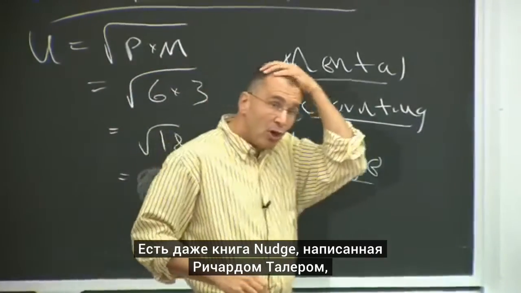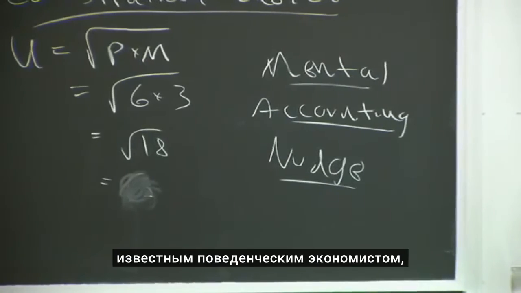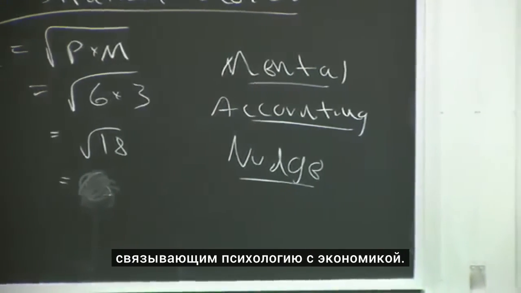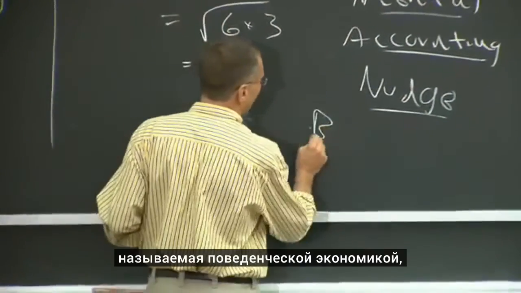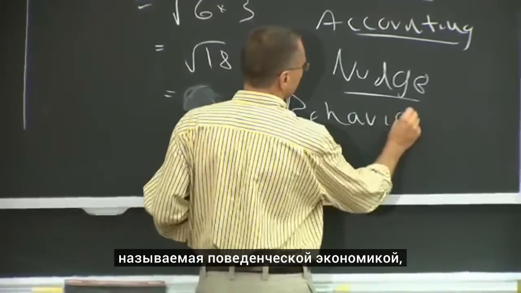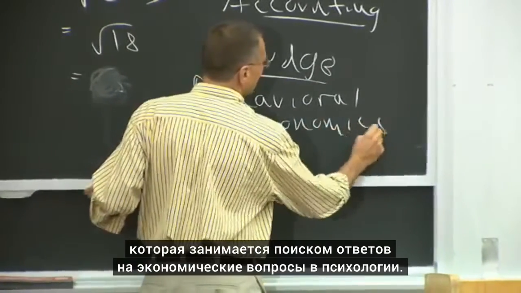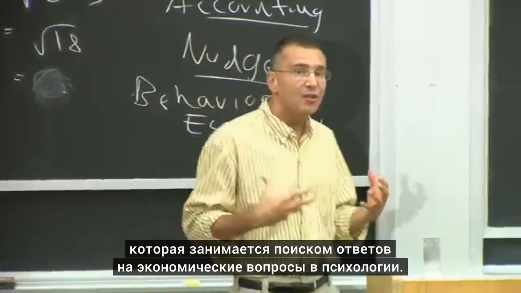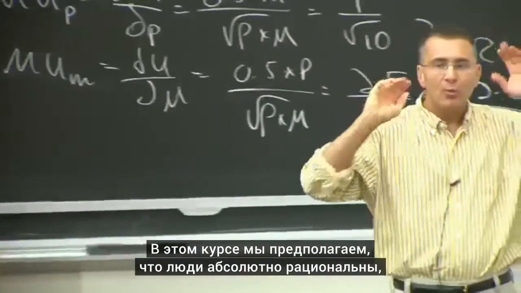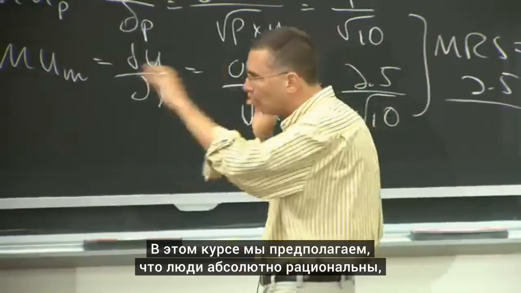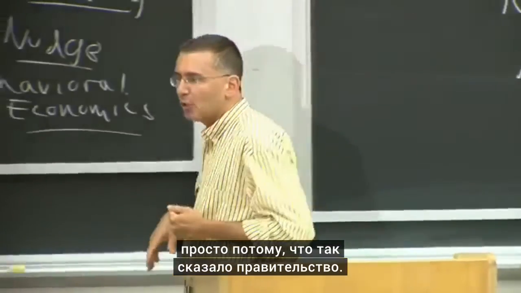Okay? And there's a book called Nudge by Richard Thaler, who's a famous behavioral economist, basically bringing psychology into economics. There's this very important field now in economics called behavioral economics, which is all about how we can bring the lessons of psychology into economics. We don't do that in 1401. 1401 is all about, we assume everybody's these perfectly rational people who would never really be fooled and think about pizza differently just because of what the government told them.